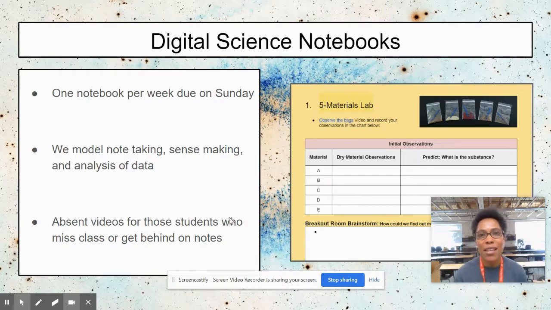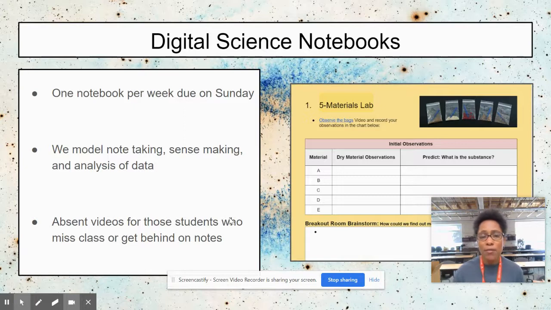We model note-taking, sense-making, and analysis of data. So in 6th grade, we really focus on teaching them those skills by modeling them. So I type in the document and I type in all of the class suggestions. So predictions, what do you think this is? What do you think it smells like? Why do you think that? And I type all of that in. I ask your student to pick 1 or 2 of those and type 1 or 2 of those in. So they're not hopefully overwhelmed with the amount of notes they're taking, but they do practice that skill, and that we will continue to build on here in our science department at Washington.